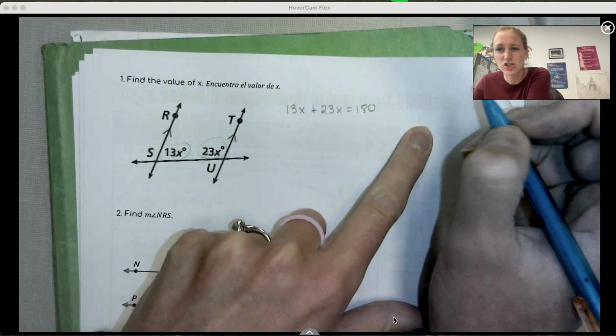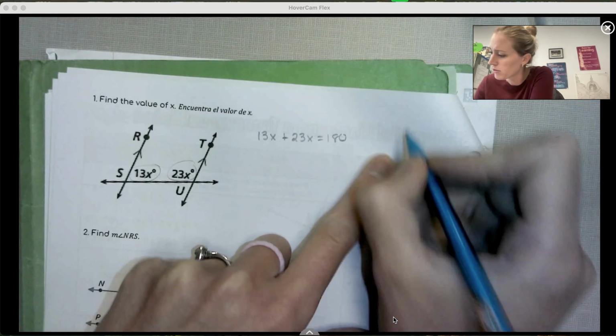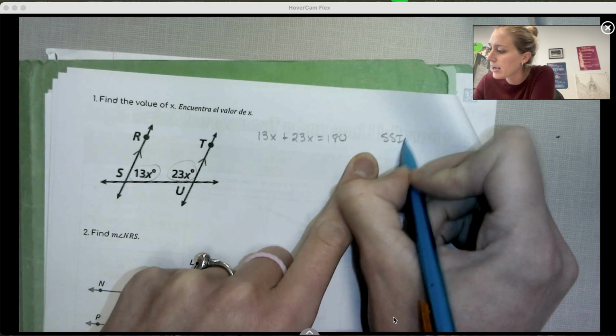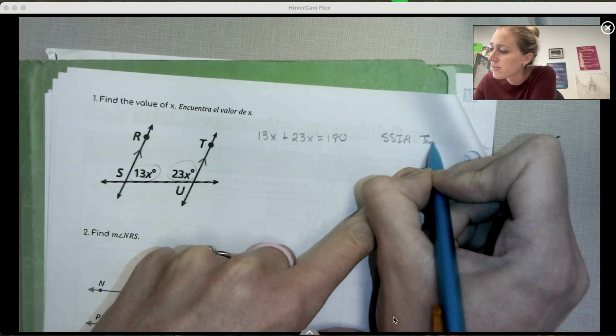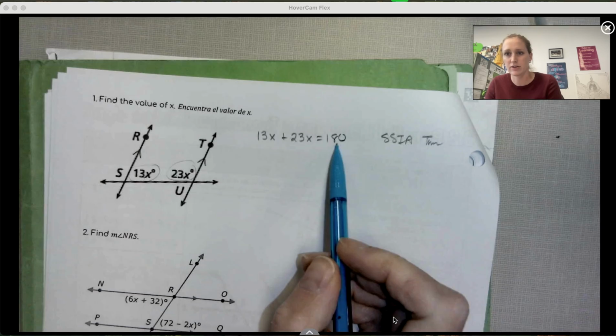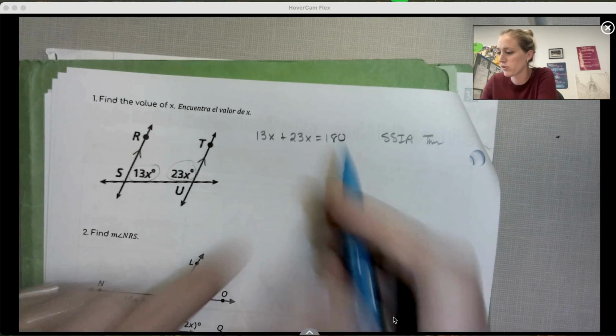My justification, I'm going to put that here just to practice, you guys. My reason why these add to 180 is because of the same side interior angles theorem that says if we have parallel lines cut by a transversal, all same side interior angles add to 180. And then we can finish the problem, we can solve for x.